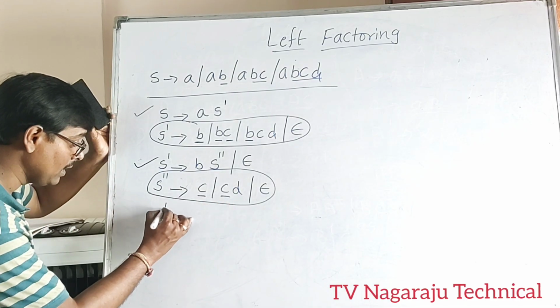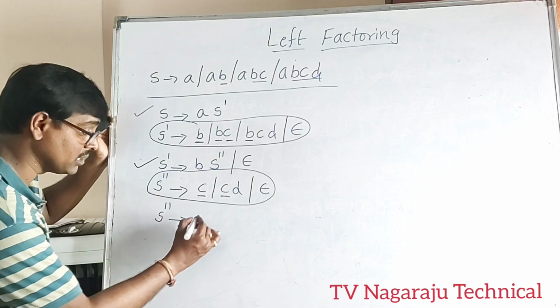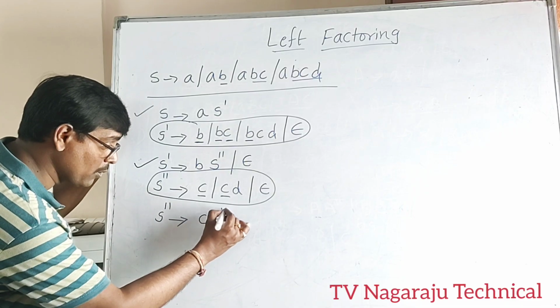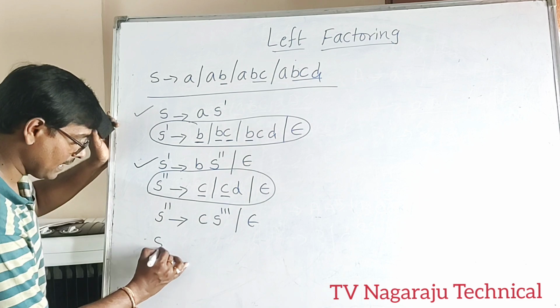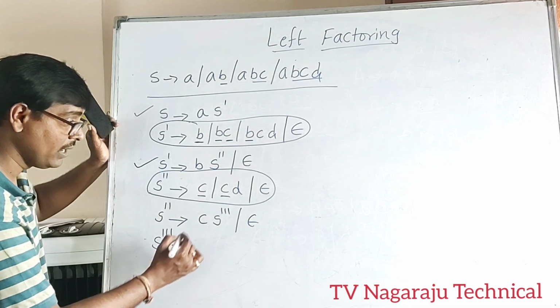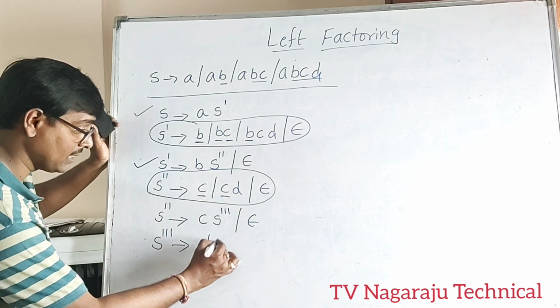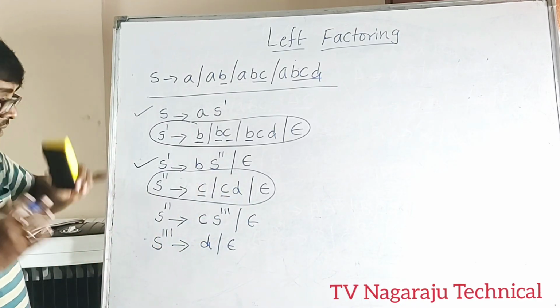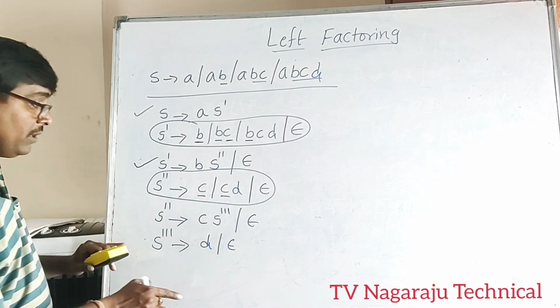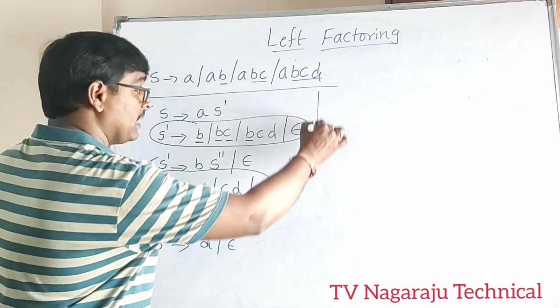Now what I am doing? S double dash tends to C S triple dash, or epsilon. Again the same logic. S triple dash is replaced with either D or epsilon. The remaining part is D, the remaining part is epsilon. Now everything is clear. Now what is the final grammar?